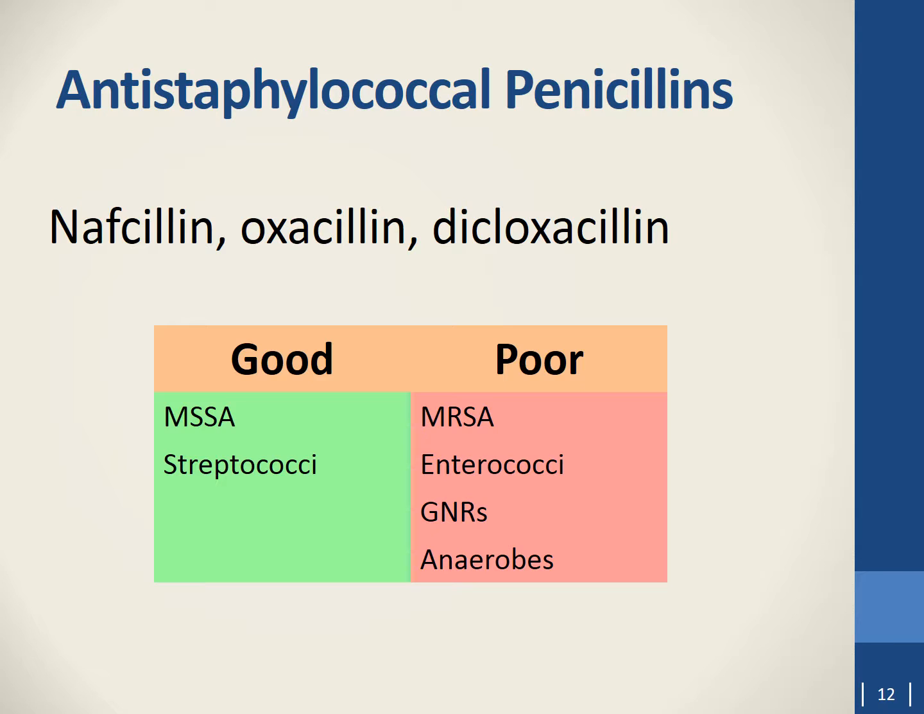One thing to be clear on though is these do not cover methicillin resistant Staph aureus, or MRSA, and they don't have good enterococcal coverage as well. So when we think of these, this is really the pocket for these is methicillin susceptible Staph aureus. So skin soft tissue infections, occasionally when you see endocarditis with MSSA, things of that nature.